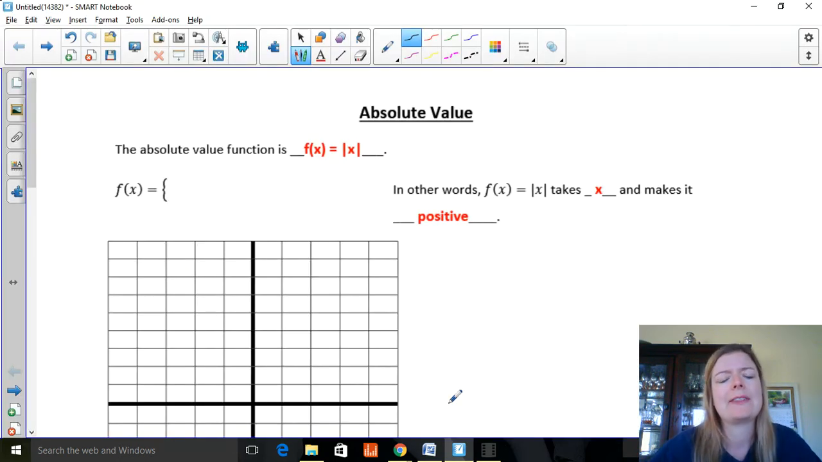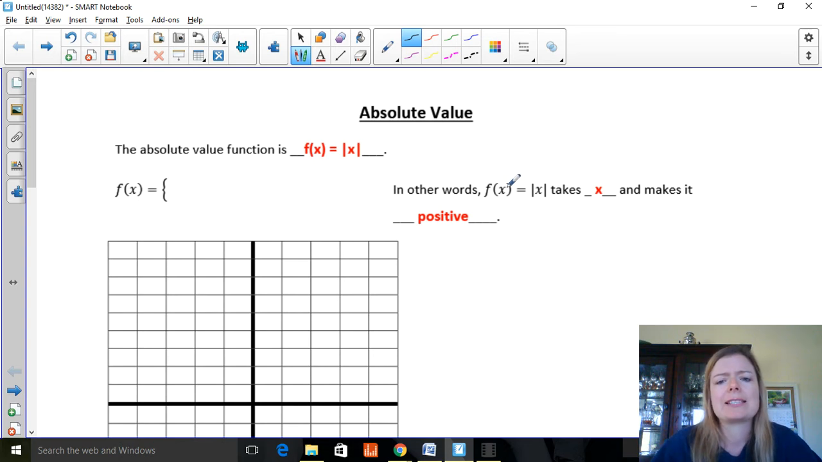we will see that the absolute value function looks kind of strange. It has these vertical lines on either side of x. So the absolute value function is f(x) = |x|. Those vertical lines just mean absolute value. I'm going to fill this in a second. First, I'm just going to talk about what an absolute value is in practical terms.